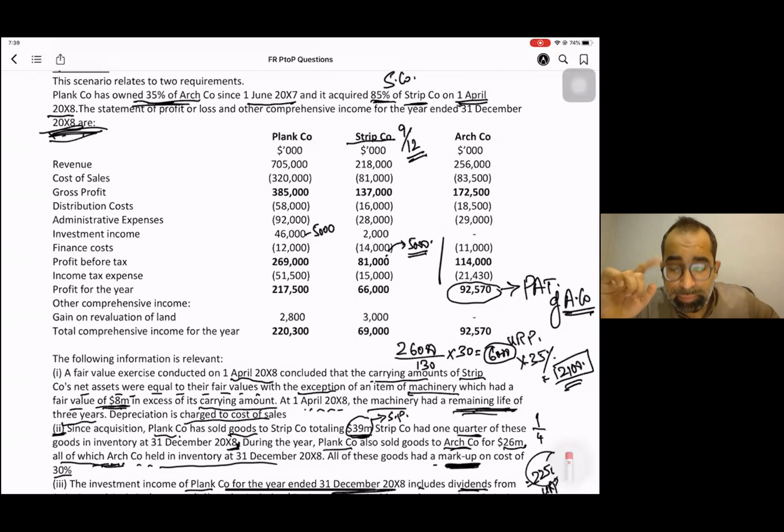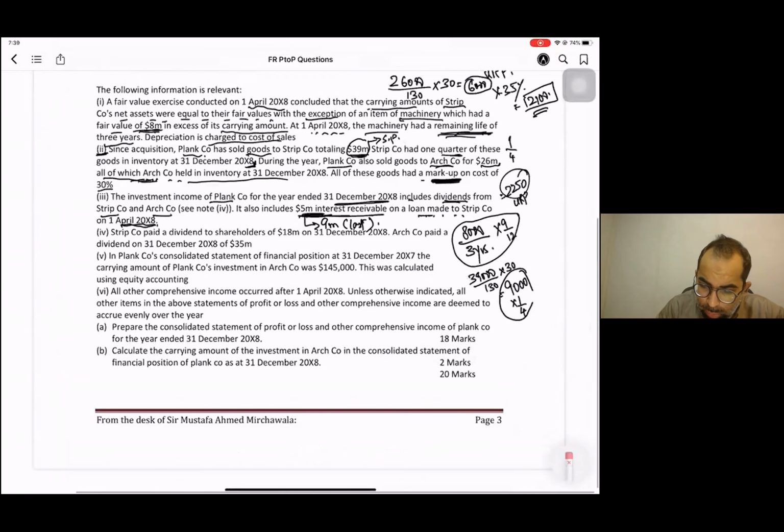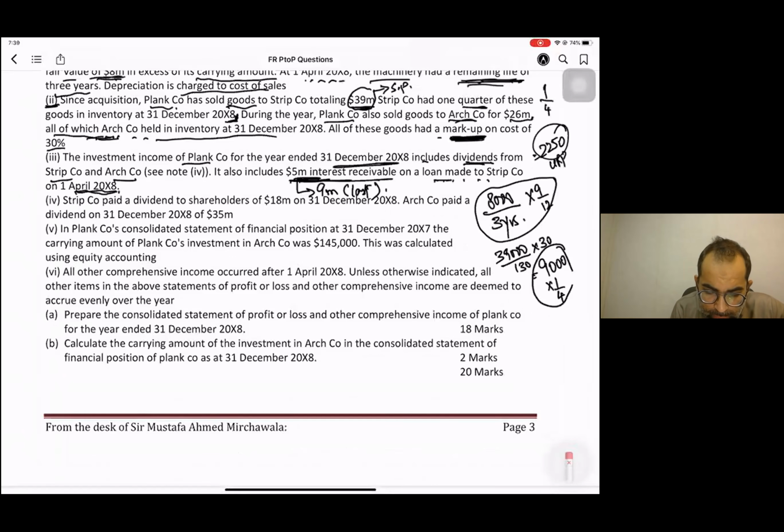please listen, that this loan was generated on 1st of April X8. This is the evidence. Okay, so we need to cancel it out.